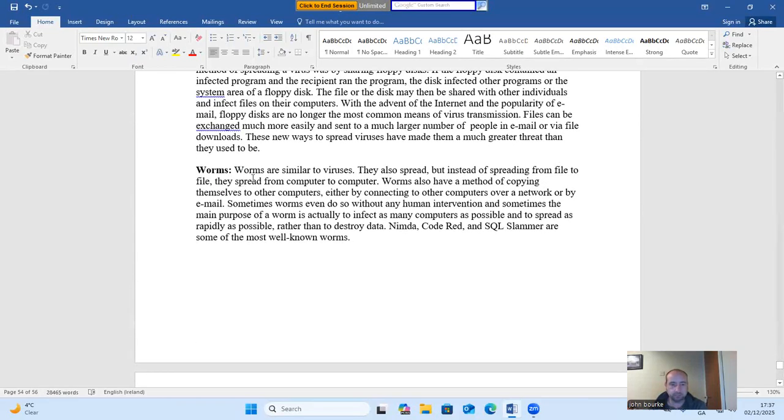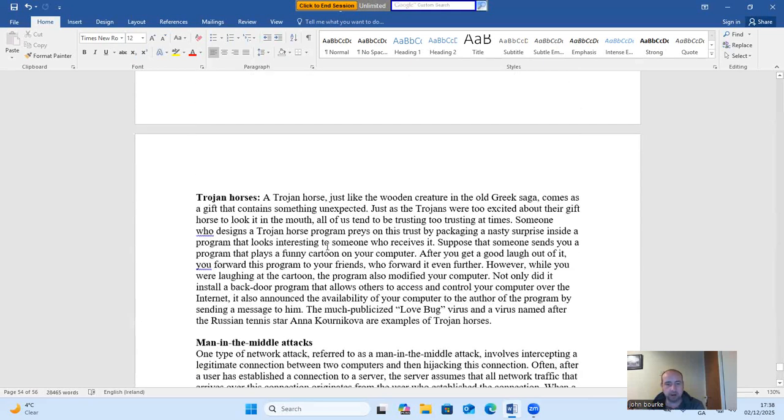Worms. Worms are similar to viruses, but instead of spreading from file to file, they spread from computer to computer. Worms have a method of copying themselves to other computers, either by connecting to other computers over a network or by email. Sometimes worms even do so without any human intervention, and sometimes the main purpose of a worm is to infect as many computers as possible and to spread as rapidly as possible rather than destroy data. Nimda, Code Red, and SQL Slammer are some of the most well-known worms.